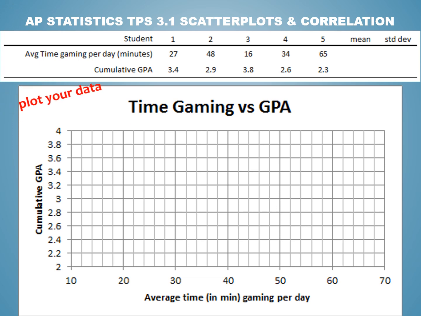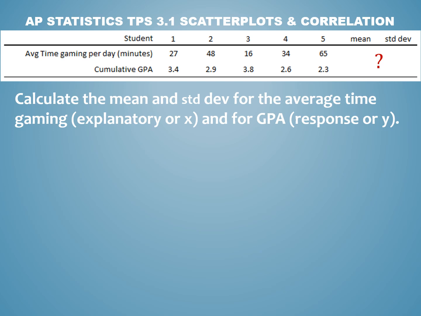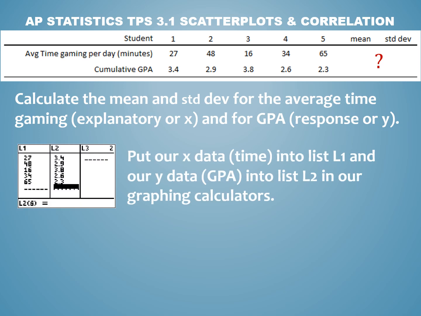All right, what you should do here is plot your 5 data values. Pause the video and then restart it once you're finished. All right. So we've plotted those, and now what we want to do is calculate our mean and our standard deviation. So we're going to use our calculators for this, because we're going to need this data placed into our calculators later, so we might as well do it now and help us to calculate the mean rather than doing it by hand.